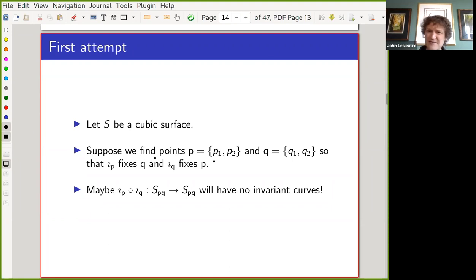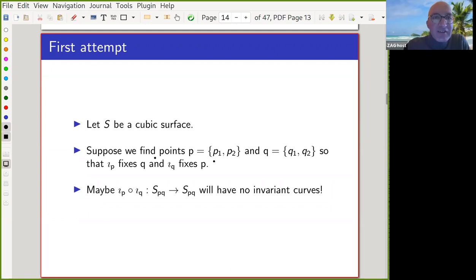So the problem now is, how can we do this? How can we find a cubic S and these two pairs of points, P1, P2 and Q1, Q2, where the P involution fixes the Q points and the Q involution fixes the P points? Oh, of course, we're going to use our description of fixed points of the Bertini involution that we just worked out.